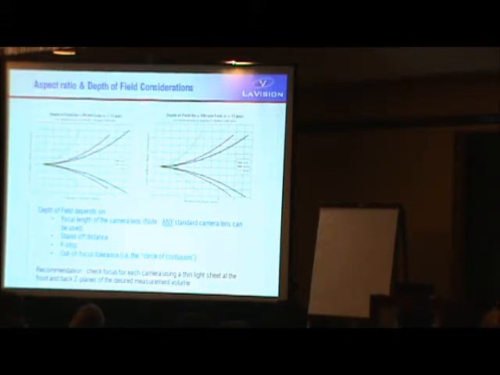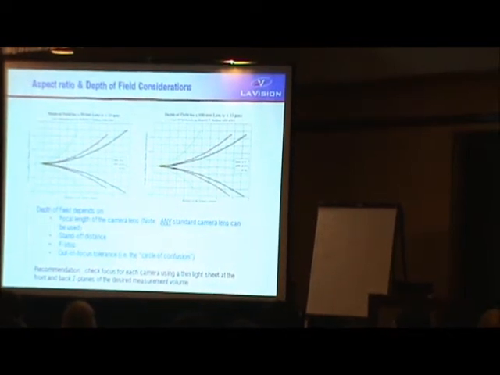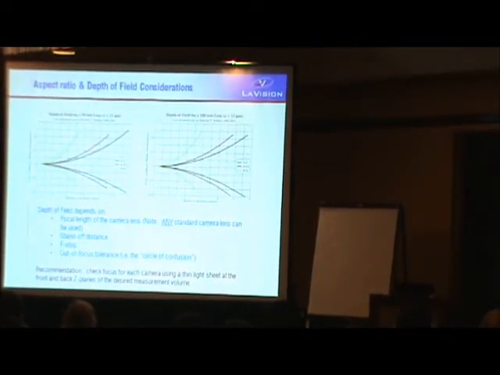So your depth of field is dependent on the focal length of the lens that you're using, and you can note that you can use any type of lens for your setup. You're not restricted to a particular type of lens. It's also dependent on your stand-off distance: how far away are you from your measurement volume? And of course, your f-stop. Each one of these lines is for a different f-stop, ranging from the black, which is f4, to the green, which is f16. As you might expect, the depth of field increases as you close the f-stop.